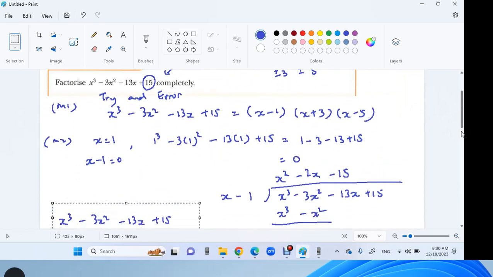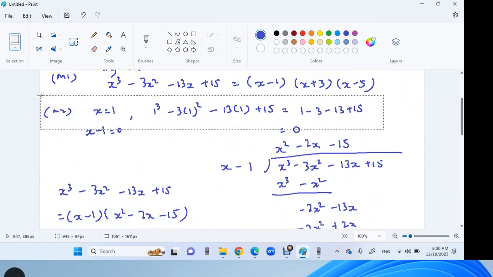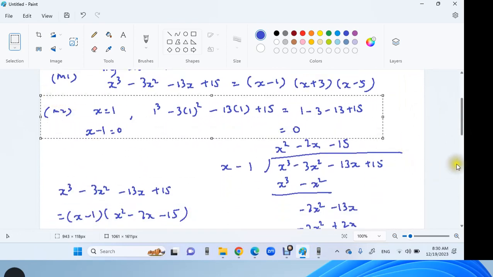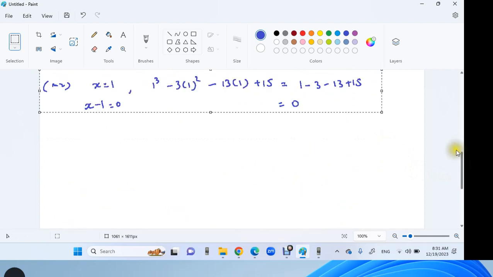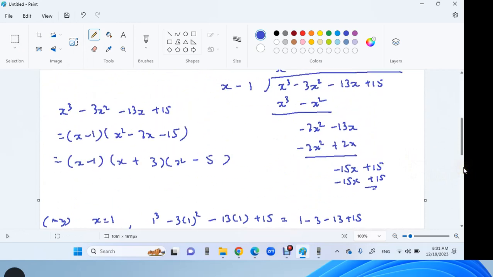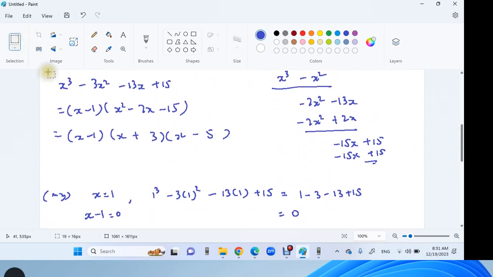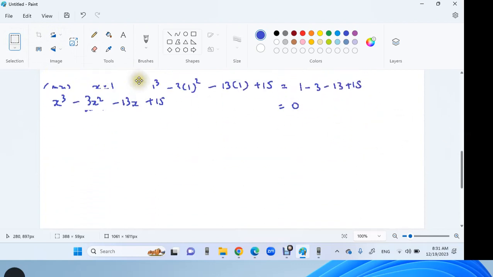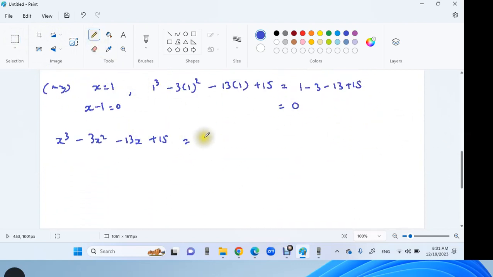After we do this, I still have to show the same step. So if you want to use method number 3, you have this. After that, what you can do is you have this equal to x minus 1 multiplied with ax squared plus bx plus c.